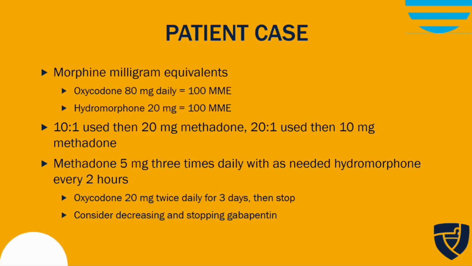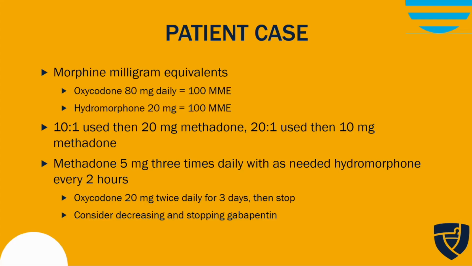So we could use 10 to 1, and that would be 20 milligrams of methadone. Or we could use the 20 to 1, and that would be 10 milligrams of methadone. Or we could split the difference because there are 5 milligram tablets that are available. So doing 15 milligrams a day makes a lot of sense: 5 milligrams 3 times daily, and then add in an as-needed medication on a very regular basis whenever you're converting an opiate.